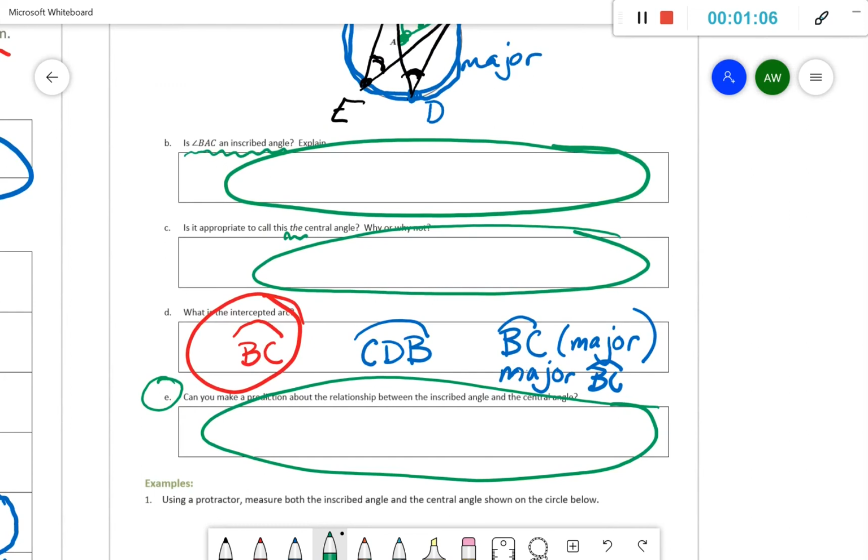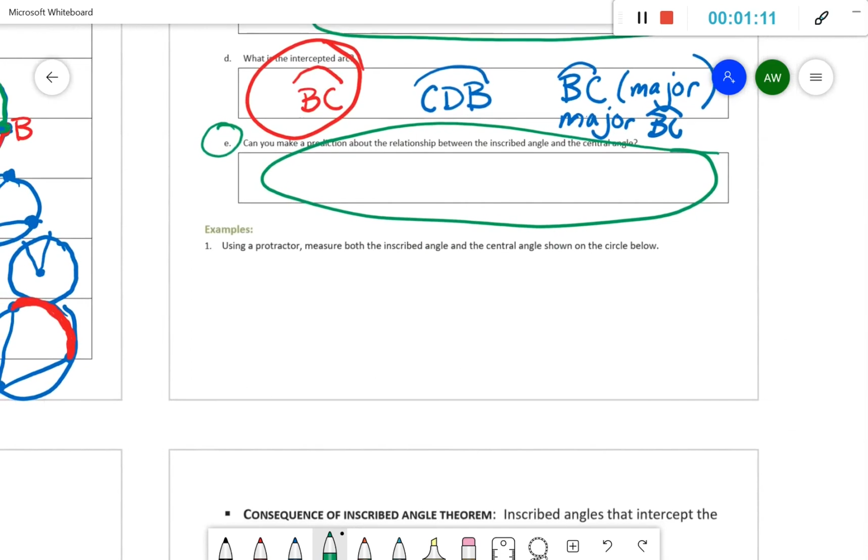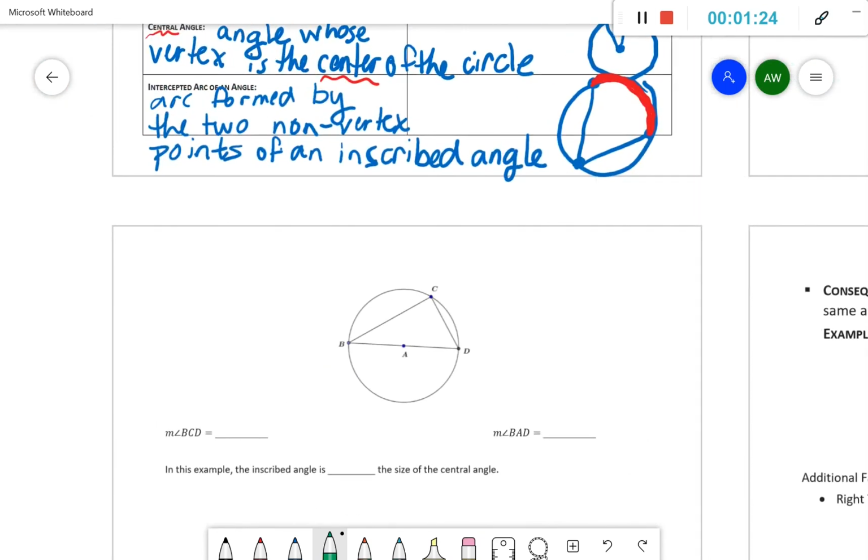All right, thanks for working on that. Let's move on to our examples. Oh, sorry, this is a little bit of a formatting error. The examples are on the next page, but this example says, using a protractor, measure both the inscribed angle and the central angle shown on the circle below. So let's look at that circle. The inscribed angle that it's talking about, we're going to make that our black angle. That's this angle right here, angle DCB or BCD, either way. We're talking about this angle, and it's asking us how big that angle is.